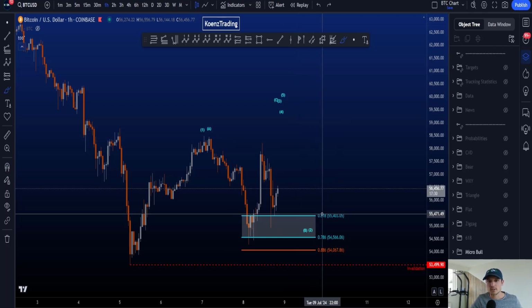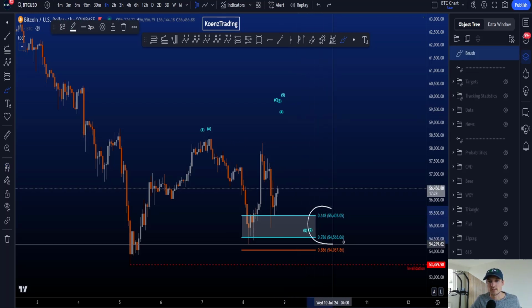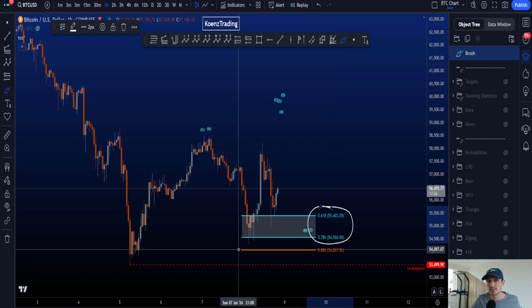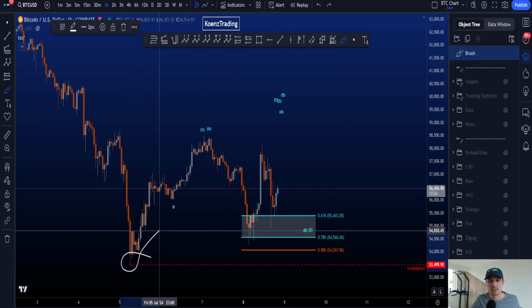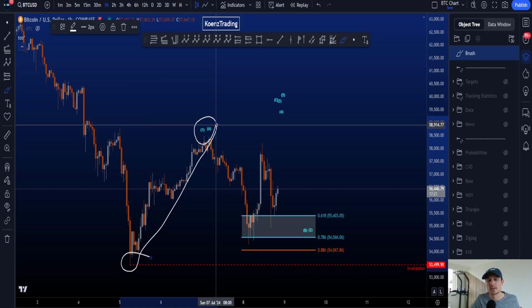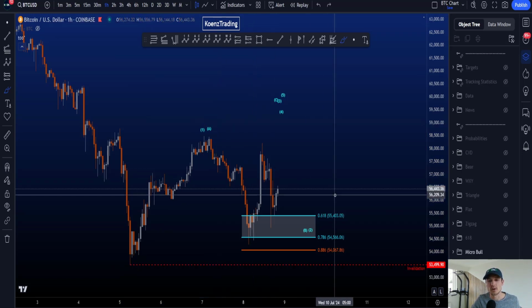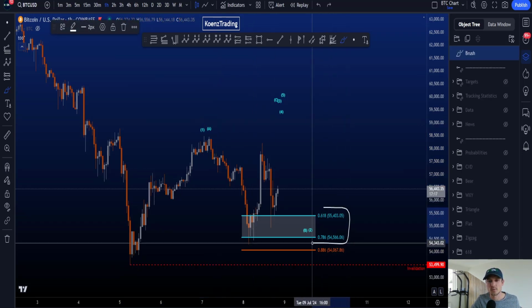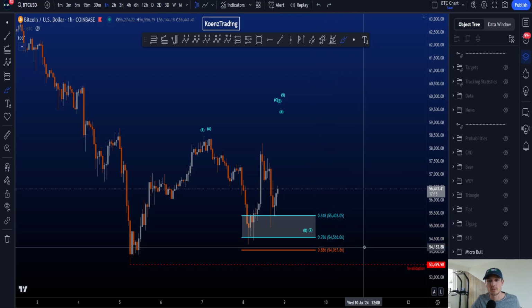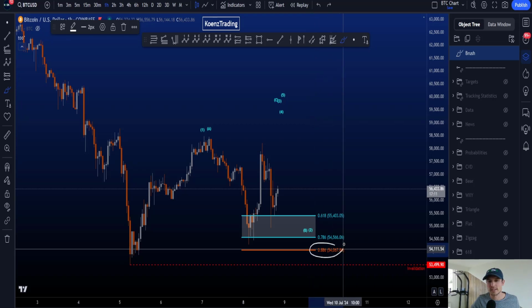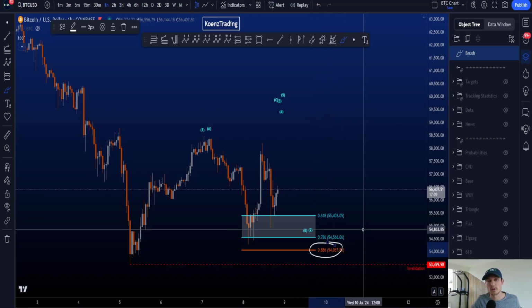The most common target for your wave B or 2 is between the 0.618 and the 0.786 Fibonacci taken from the low to the high of your wave 1 or A, giving you a target between 55.4k and 54.5k. Preferably for the bulls, you don't want to hit the 0.886 at 54k.